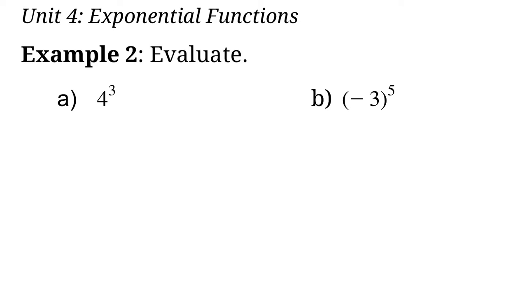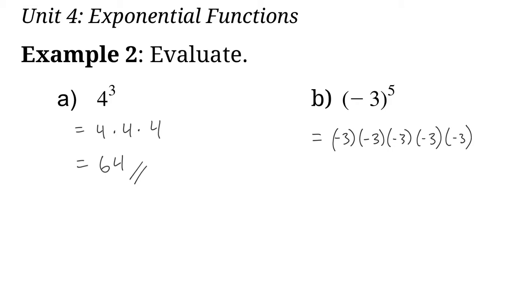In our next example, we're going to evaluate these. So we have 4 to the power of 3, and this is just 4 times 4 times 4, which is equal to 64. Then our next one, we have (negative 3) in brackets to the power of 5. So that means that power applies to that negative. So this is just negative 3 times itself 5 times. You don't have to write this whole part, but this is equal to negative 243. So we do have a power that's an odd number, so our final answer is going to be negative.